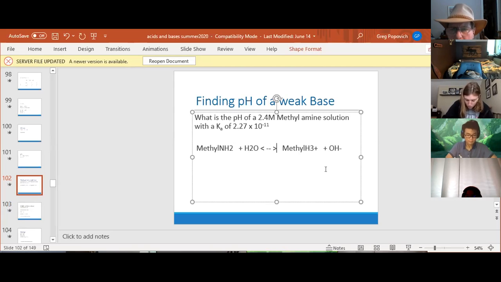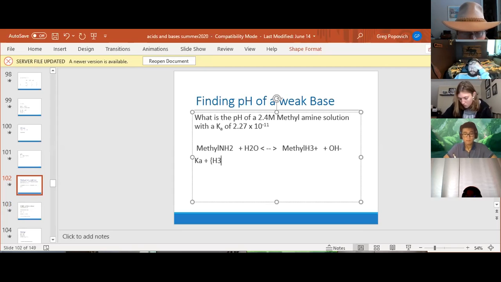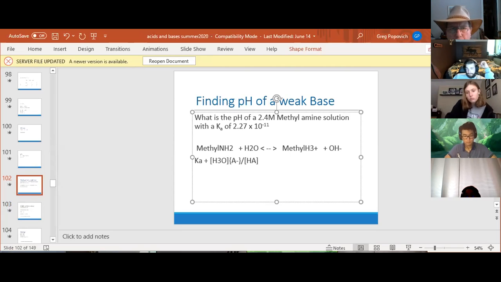I'm generating OH minus. What you have to understand is that Ka is going to be equal to my H3O concentration times my A minus concentration divided by my HA concentration. Right? Do you see OH minus anywhere in this expression? Does anybody see OH minus anywhere in that expression? So I can't use Ka.